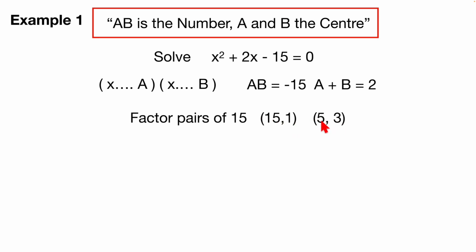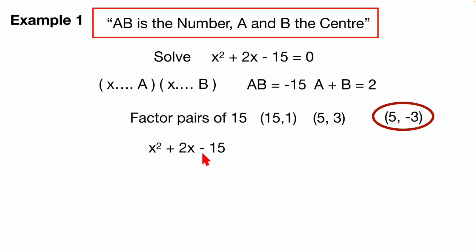Now, interesting thing about 5 and 3, the difference is 2. And you know to get a negative number, we need to multiply a positive by a negative. So the difference being 2 is going to make it possible to get A plus B to equal 2. If I take a positive 5 and a negative 3, they multiply together to minus 15. They add together to plus 2. That's our number. So here's our answer.